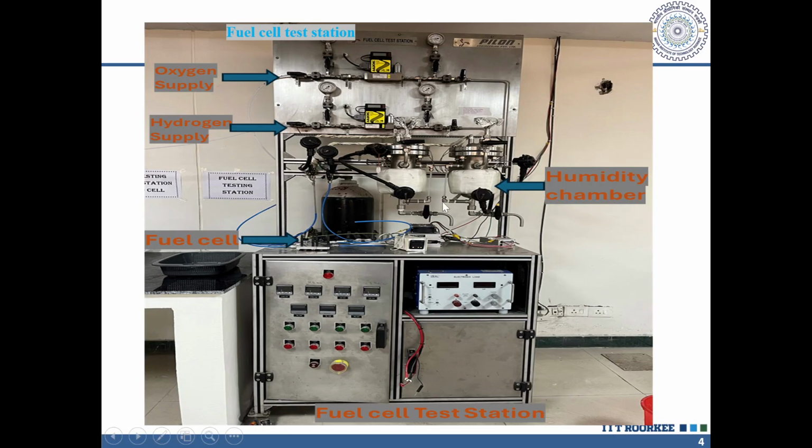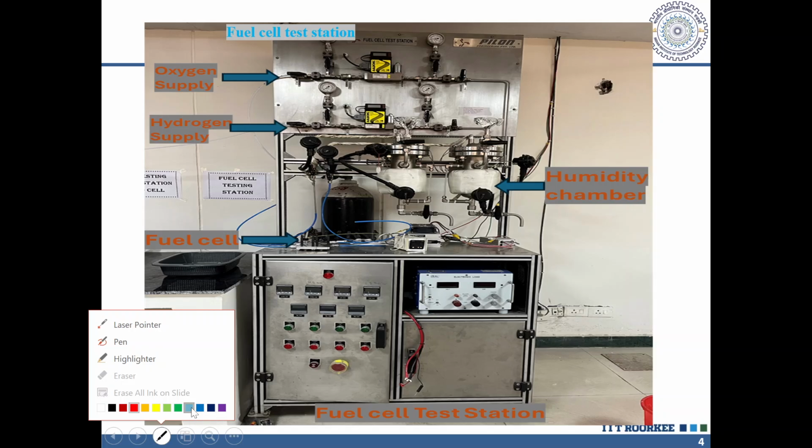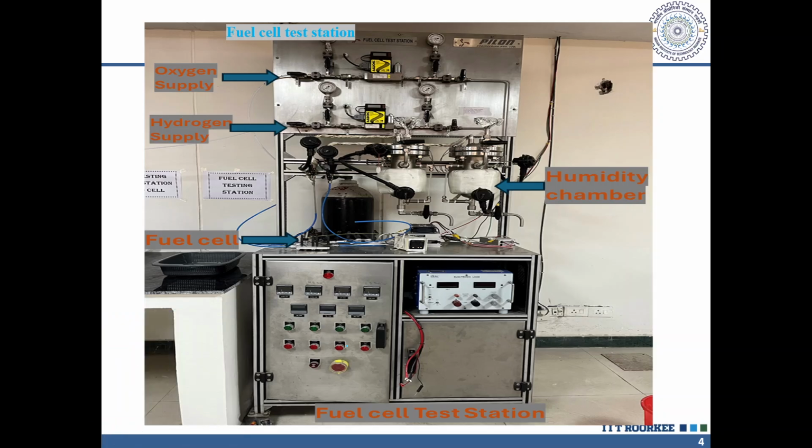This is the fuel cell. Is it visible? This is the fuel cell, and this is the oxygen cylinder. The hydrogen cylinder is kept inside another room. We are taking some preliminary measurements. The hydrogen cylinder is not kept in that zone, but separately.